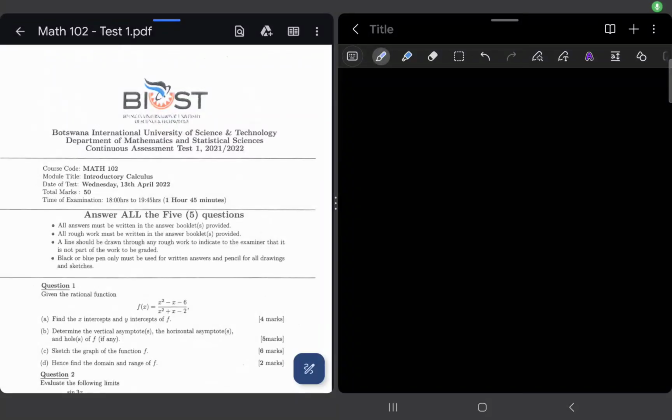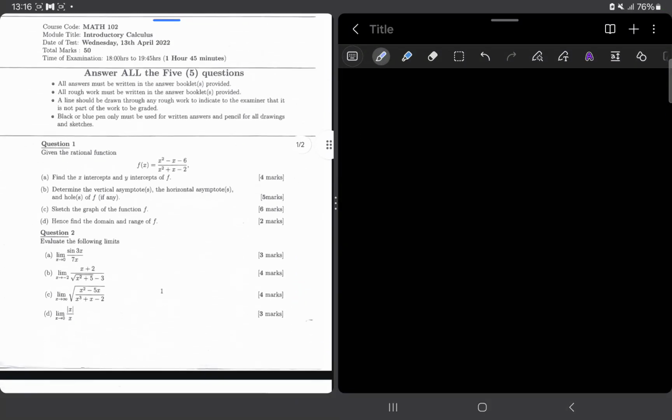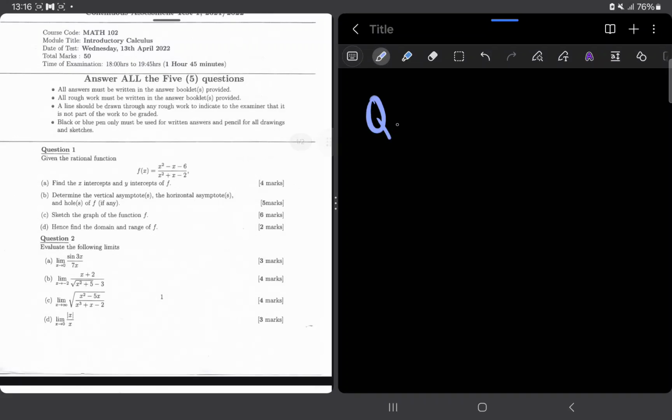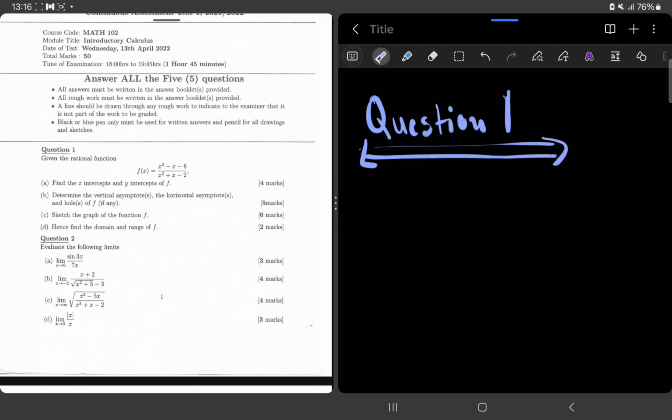Going through the 2022 paper. Let's see how long we'll take. It shouldn't take us long. Now we start with question 1, right? We're doing all the questions that we can. Let's start with question 1. We want to focus on the ones that are going to be in our test 1.